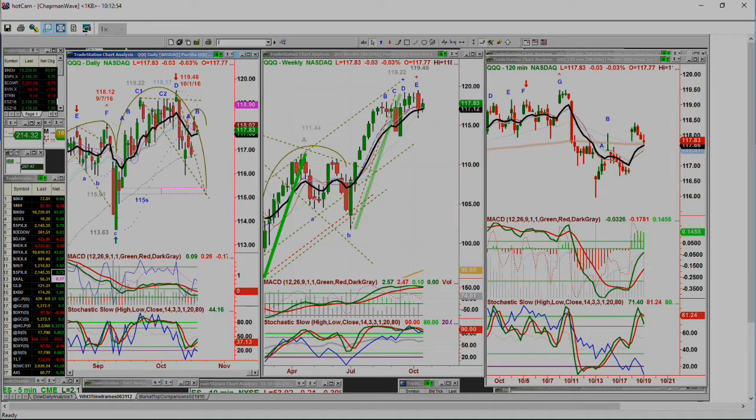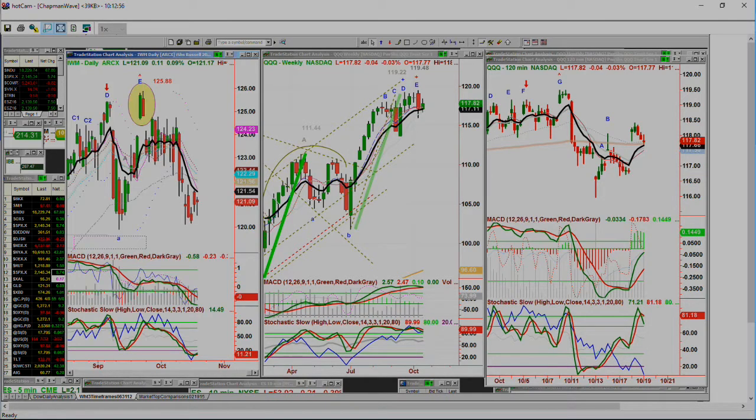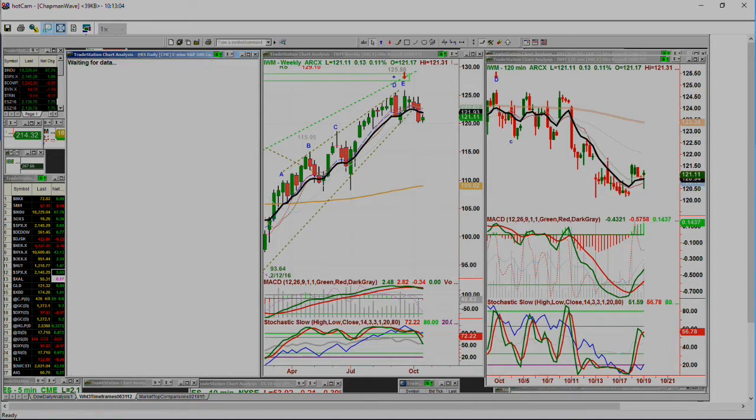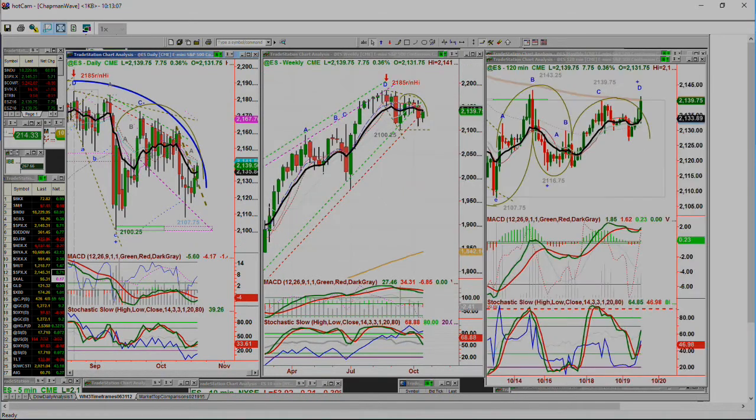When I go to the IWM, IWM is just looking terrible. It is very, very weak. Let me move away the 120-minute chart. Oh, I wanted to show you this. The 120-minute chart was why I wanted to talk about the peak Ds.